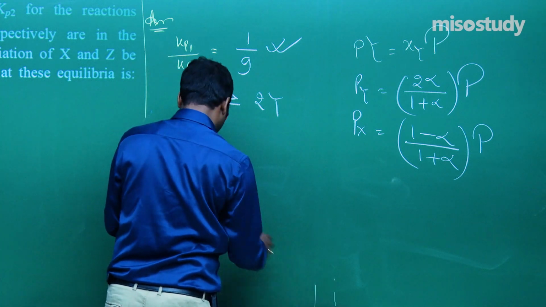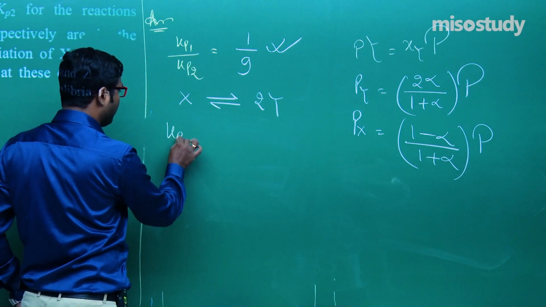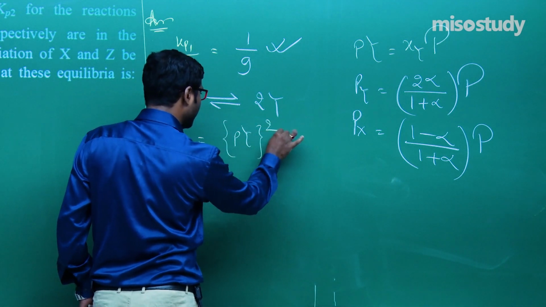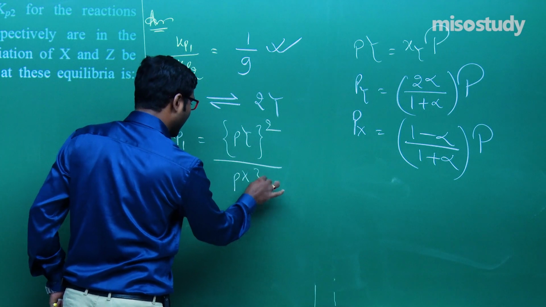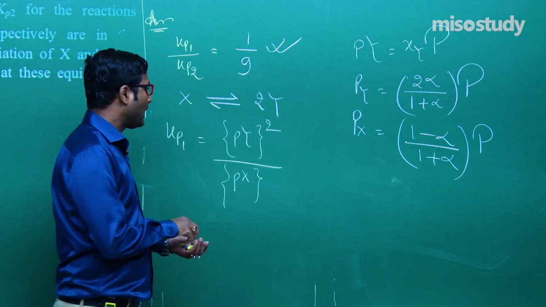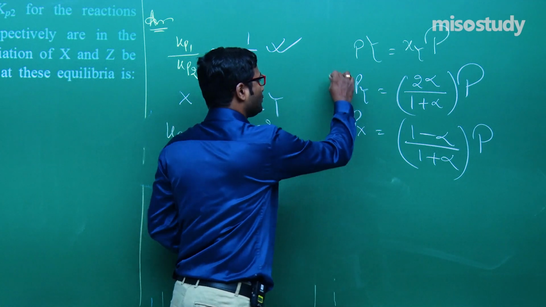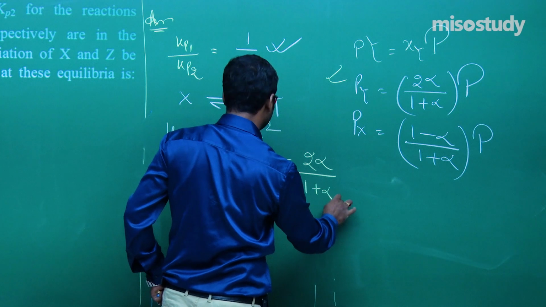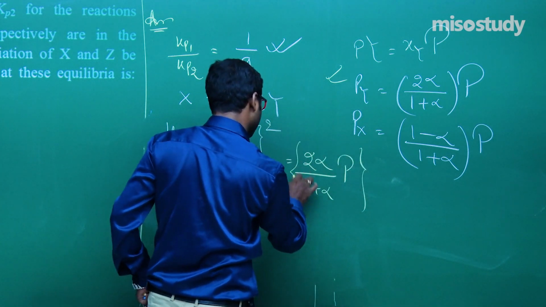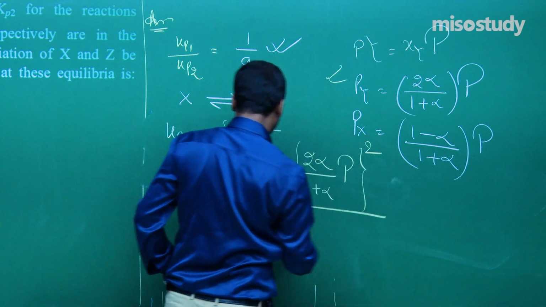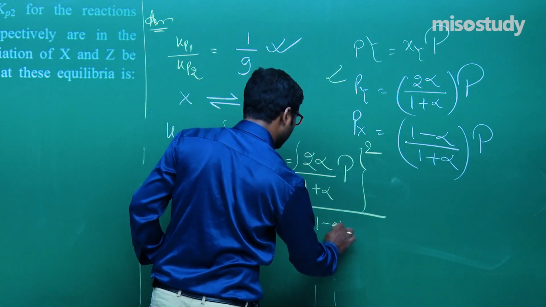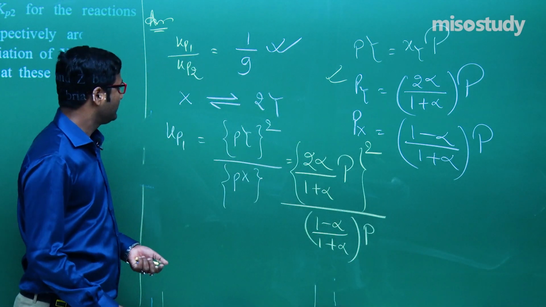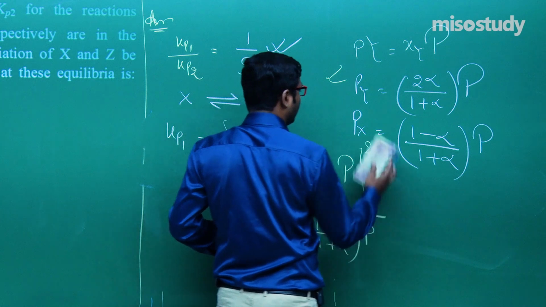Clear? Now put this value, that is the expression for Kp1, that is Py to the power 2 upon Px. Clear? Now put this value Py, that is 2 alpha upon 1 plus alpha into P, square upon x, that is 1 minus alpha upon 1 plus alpha into P. Am I right? Now let's move to the next expression.